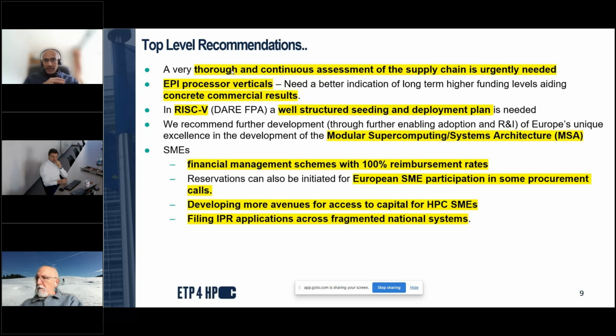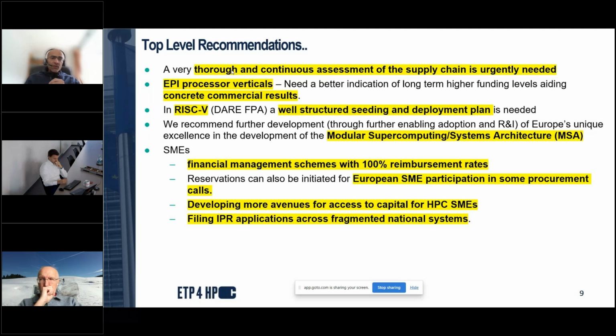And we also recommend the modular supercomputing architecture that Europe has pioneered in many projects. So we recommend further development of that concept, enabling Europe's unique excellence in that area.